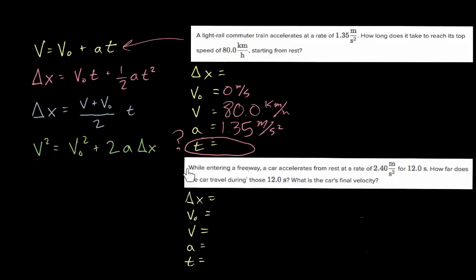And also let's see what we know. While entering a freeway, a car accelerates from rest at a rate of 2.40 meters per second squared for 12 seconds. There's a lot of information here in this first sentence.